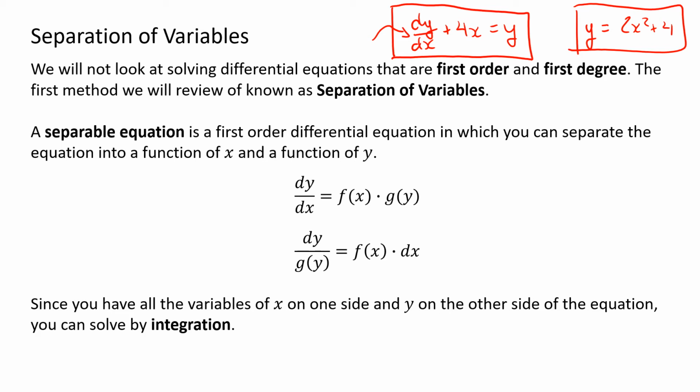The basic premise of it is that a separable equation is a first order differential equation where you can separate the two variables. Typically we call them x and y. So you end up with all the terms with x on one side of the equation and all the terms with y on the other side.